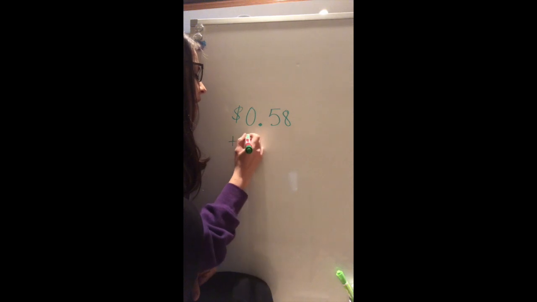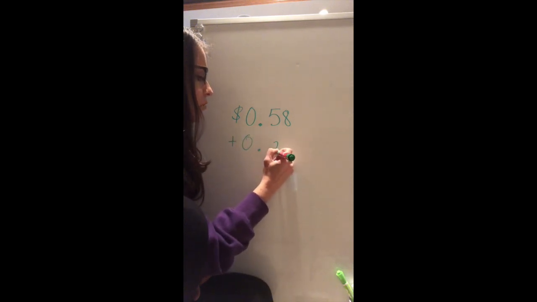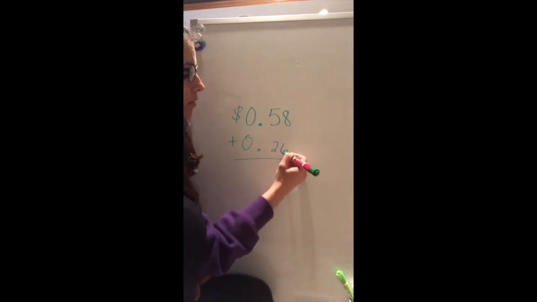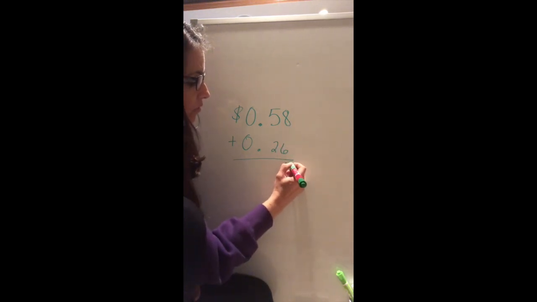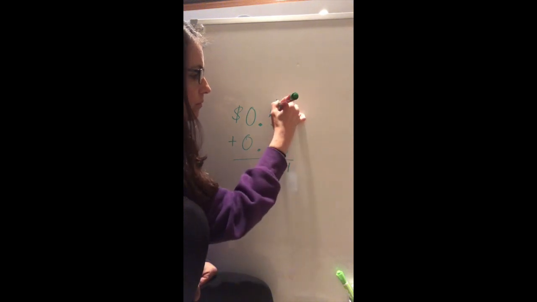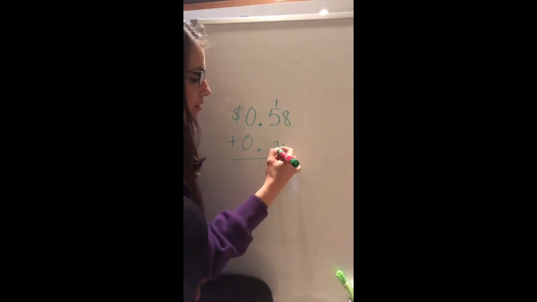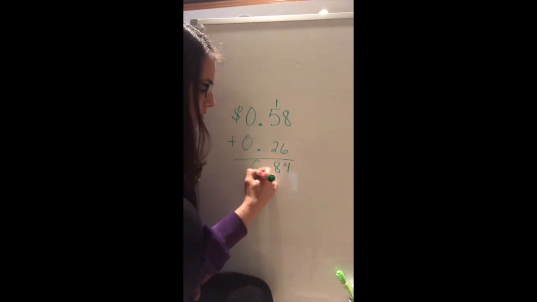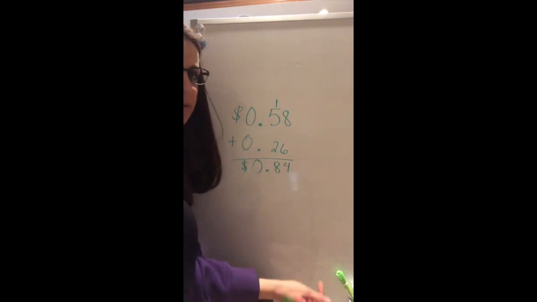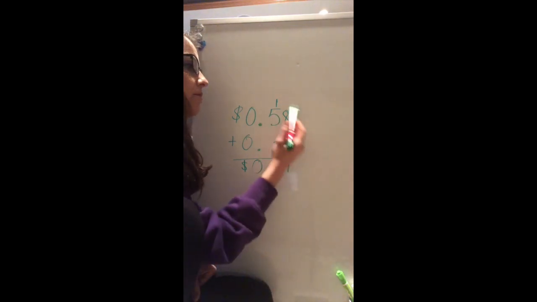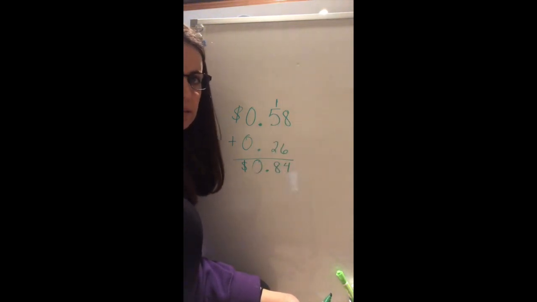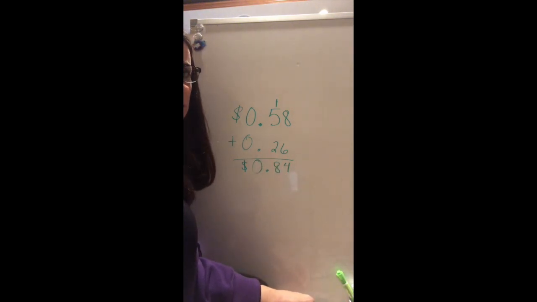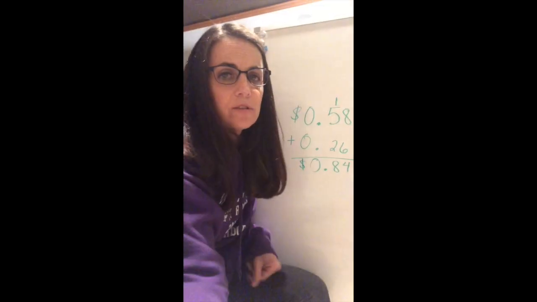And I can add $0.26. What would I get? Well, 8 plus 6 is 14. Regroup your 1. 5 plus 1 is 6, plus 2 is 8. Bring down my decimal points, and 0 plus 0 is 0, and dollar sign. So even if I only have change, I can still add it in the same manner I add it when I do have dollars, okay? So just make sure you understand that.